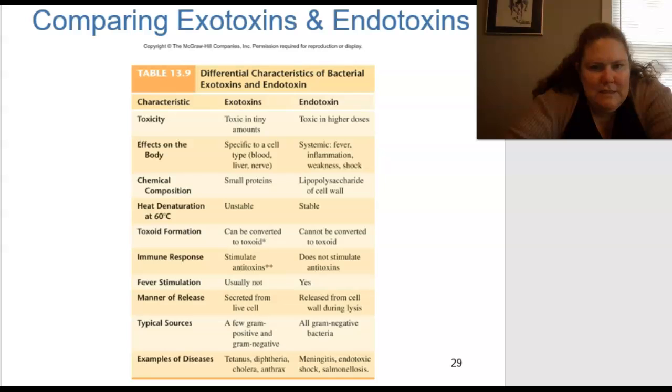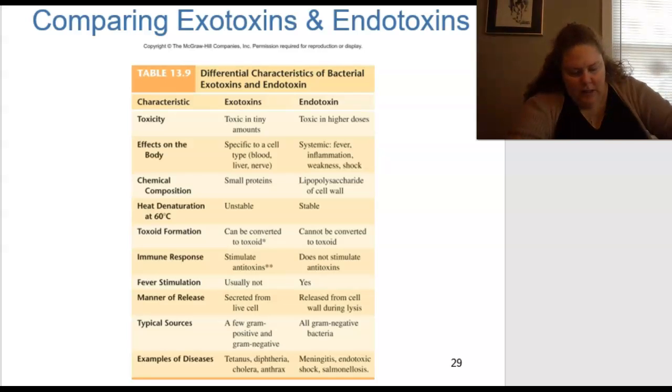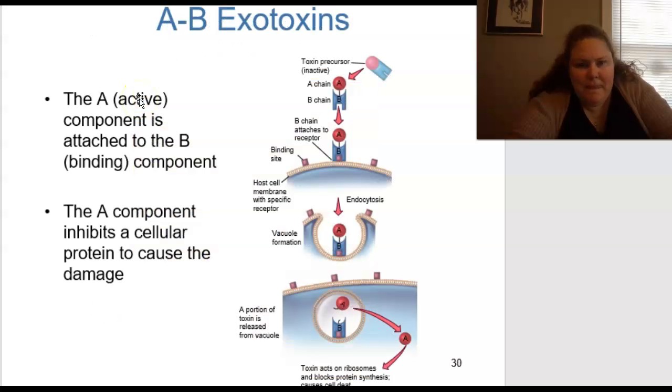So this is a nice little summary of comparing endotoxins and exotoxins. In my version of the book, it's table 13.8. But basically, it's telling you the exotoxins versus the endotoxins, the toxicity. Exotoxins are toxic even in small amounts, whereas endotoxins are only toxic in higher amounts. It also covers effects on the body, types of sources, etc. So this is a great little summary table.